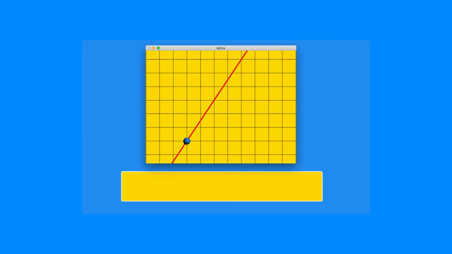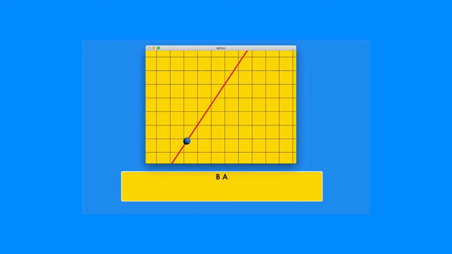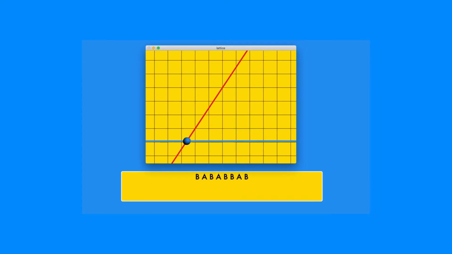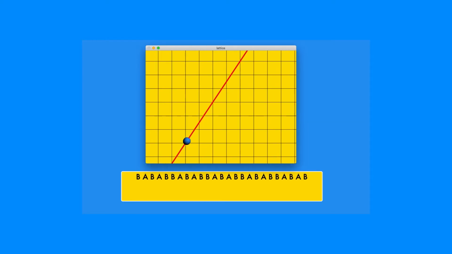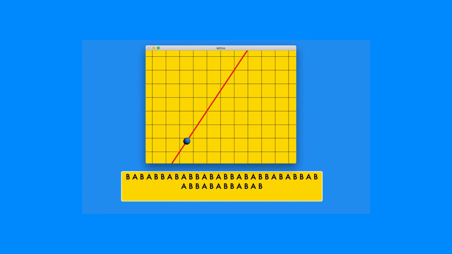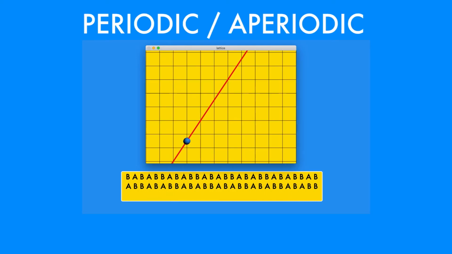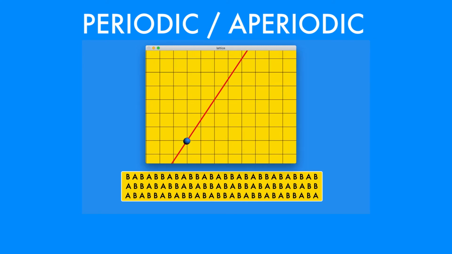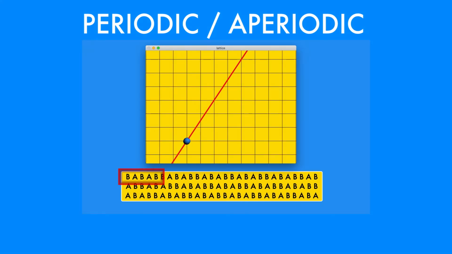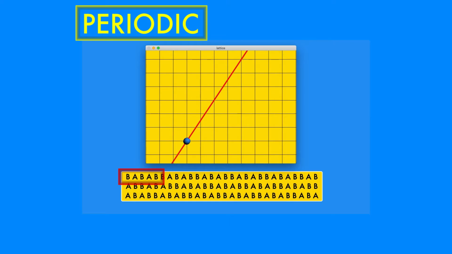To make my sequences, I've created another Max patch. We're going to count 3 squares up and 2 squares along and begin our journey along this path. As the sequence grows, we can look at it and try and work out whether it is periodic or aperiodic. As we can see, the full sequence can be broken down into a smaller chunk of BABAB, meaning that this is a periodic sequence, and the period of this sequence is BABAB.